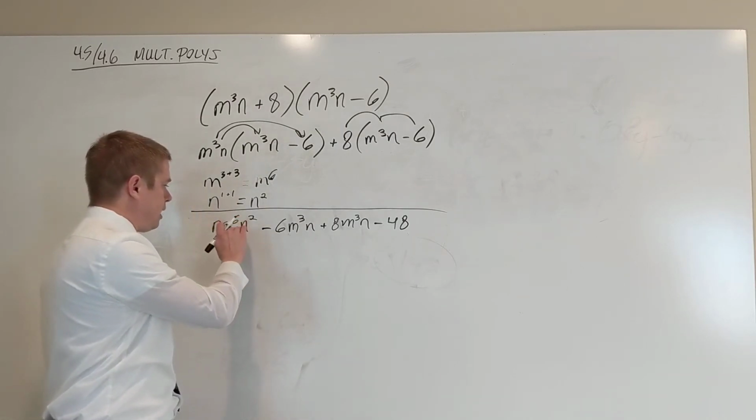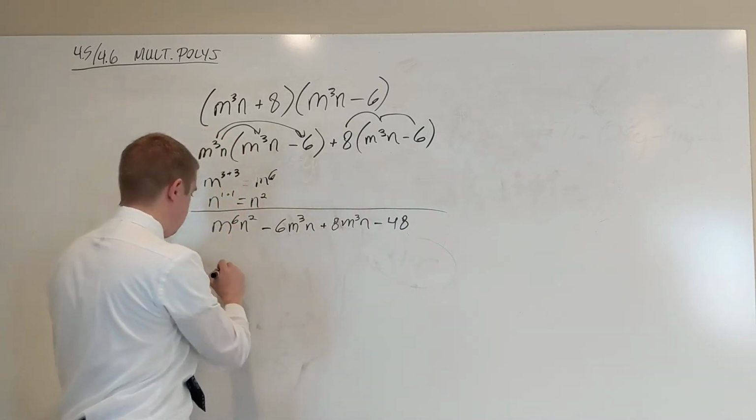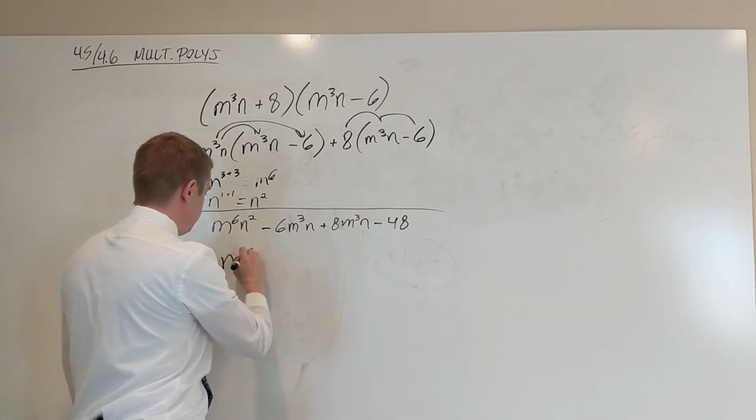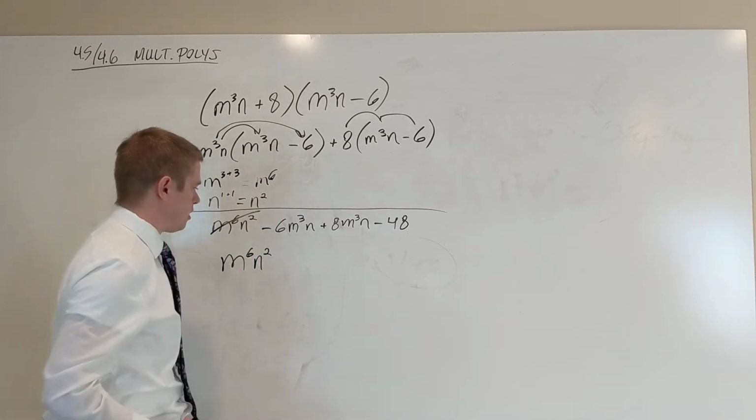Well, there are no other m to the sixth terms, there's only one m to the sixth n to the second. None others are in there. So we go ahead and put our answer down: m to the sixth n to the second. And we can go ahead and cross that one out.